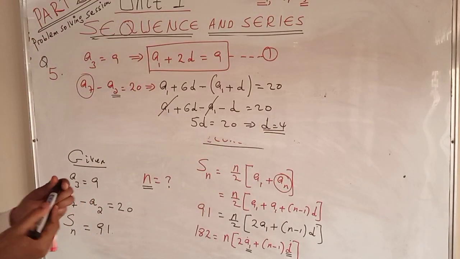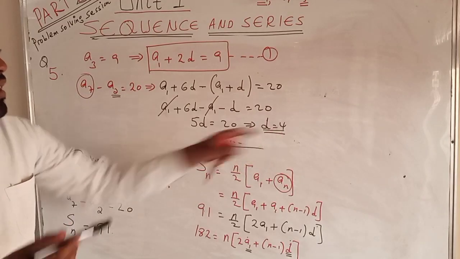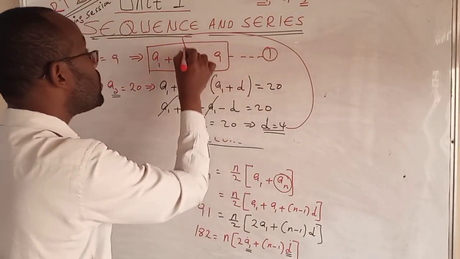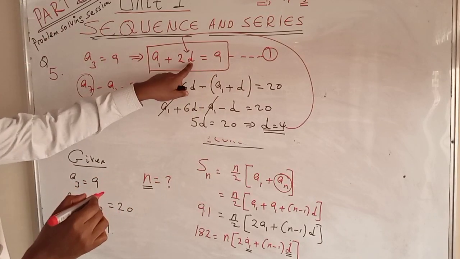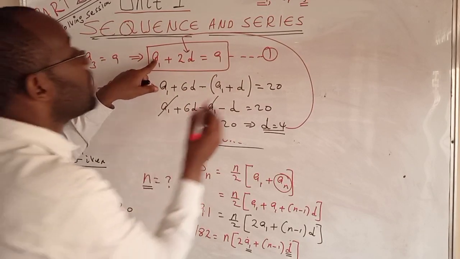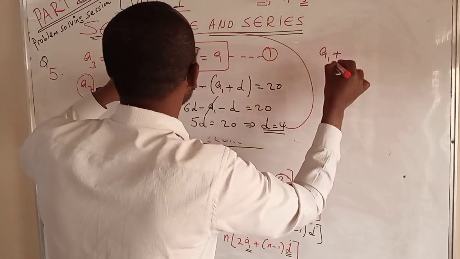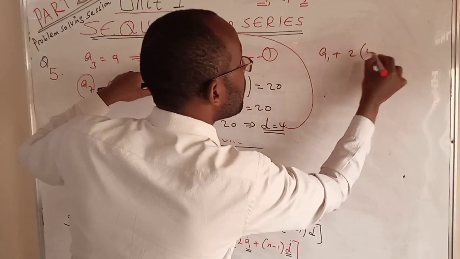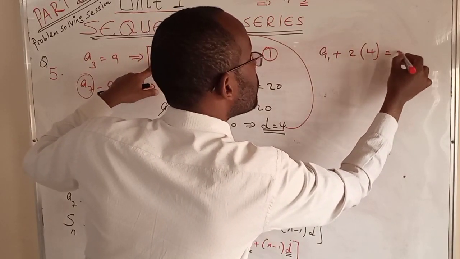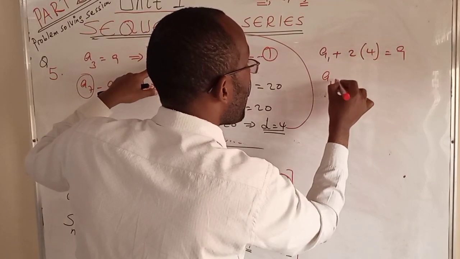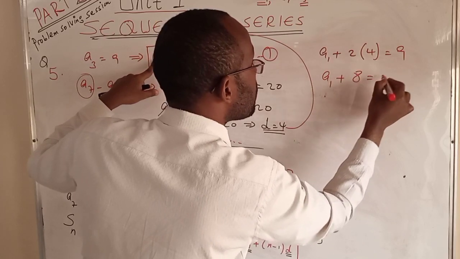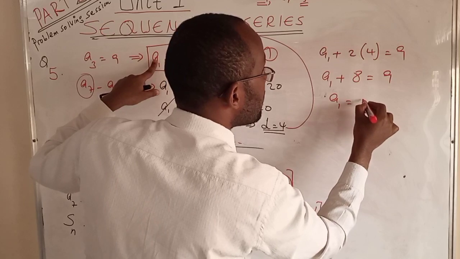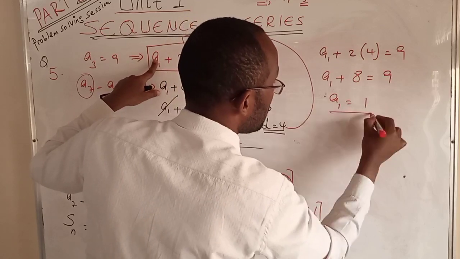So we found that our common difference is 4. Now let us put this value of the common difference in equation number 1 so that we can calculate the first term. So A1 plus 2 times our common difference, which is 4, equals 9. Now here is A1 plus 8 equals 9. Therefore, the first term A1 is 9 minus 8, which is 1.